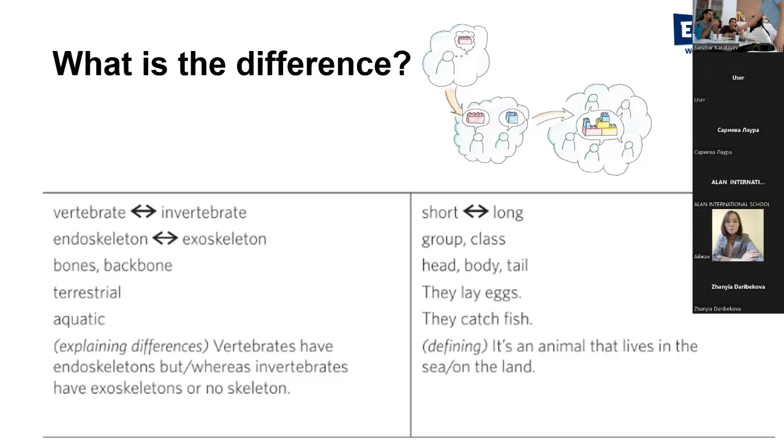let's share our ideas. What's the difference between these two columns? I think that in the second column, the main focus was on the vocabulary. Like these words, this vocabulary can be used to define some object or something, a living thing. While in the first column, scientific terms are given for a particular topic.